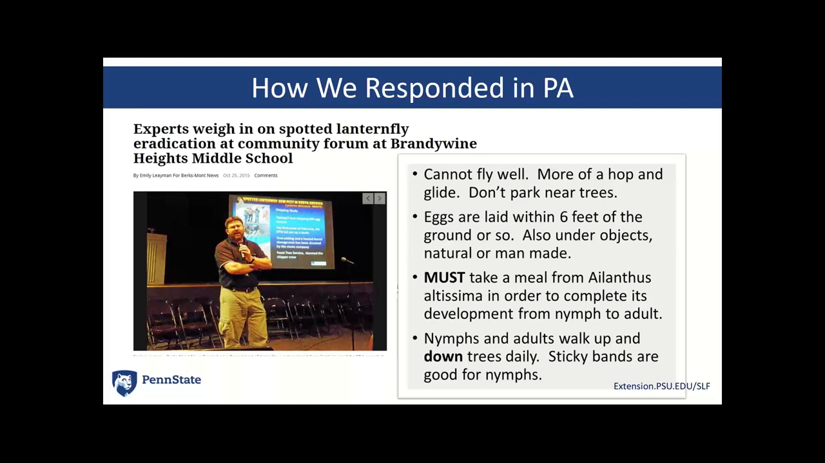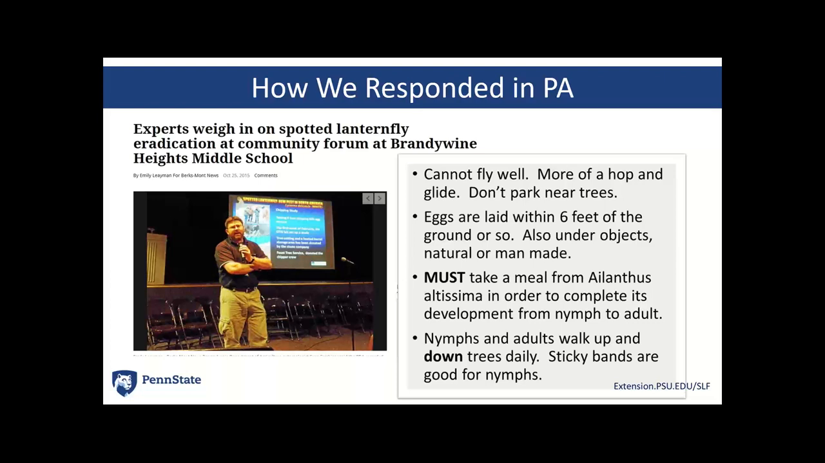It's more of a hop and glide. We still have some folks that say they can't fly. They can only fly in a descending flight or in a straight line, which is not true. Eggs laid within 6 feet of the ground. All your eggs are going to be within six feet of the ground.